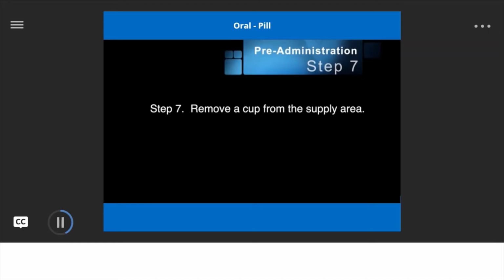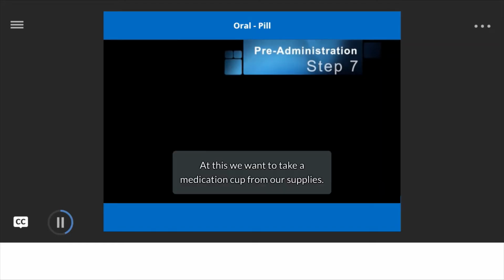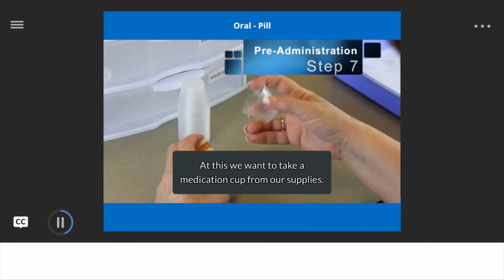Step 7. Remove a cup from the supply area. At this time, we want to take a medication cup from our supplies.